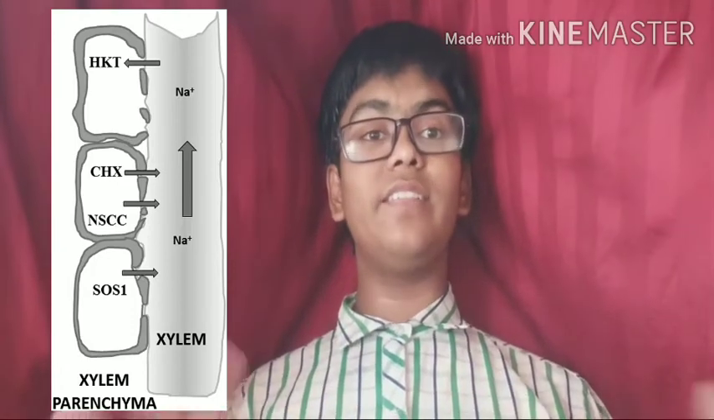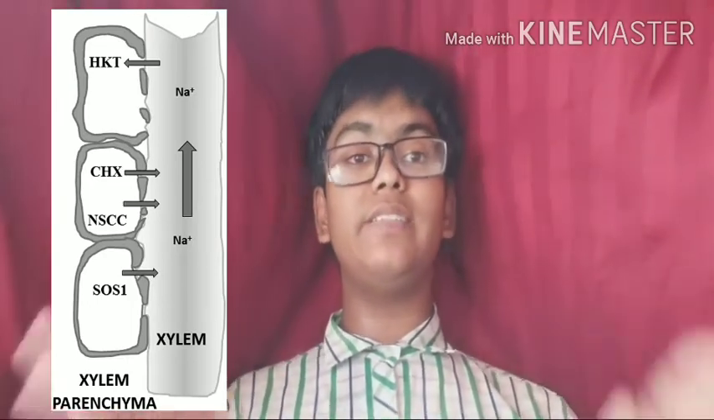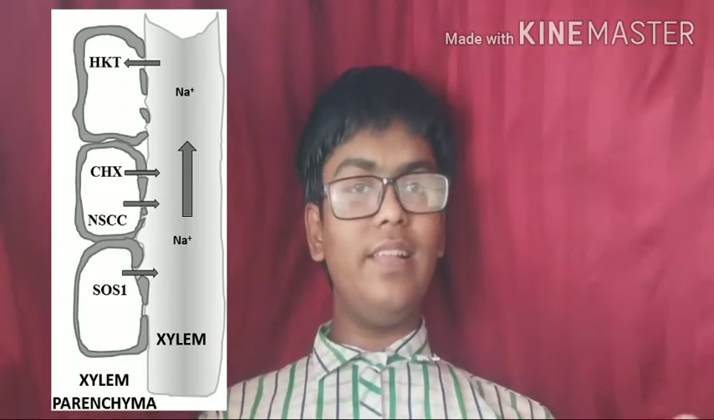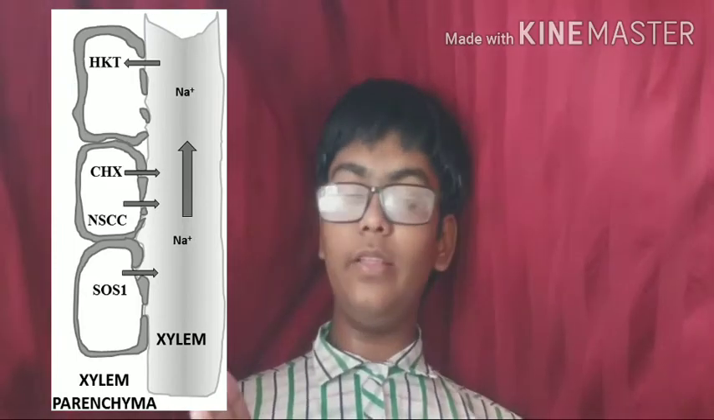Now let us know about xylem parenchyma. Structure: they are small living cells. Small cells, okay, that we understand, but why have I stressed on living cells? Because in xylem, parenchyma are the only living cells. Other cells are dead. Okay, so the parenchyma is the only living one.